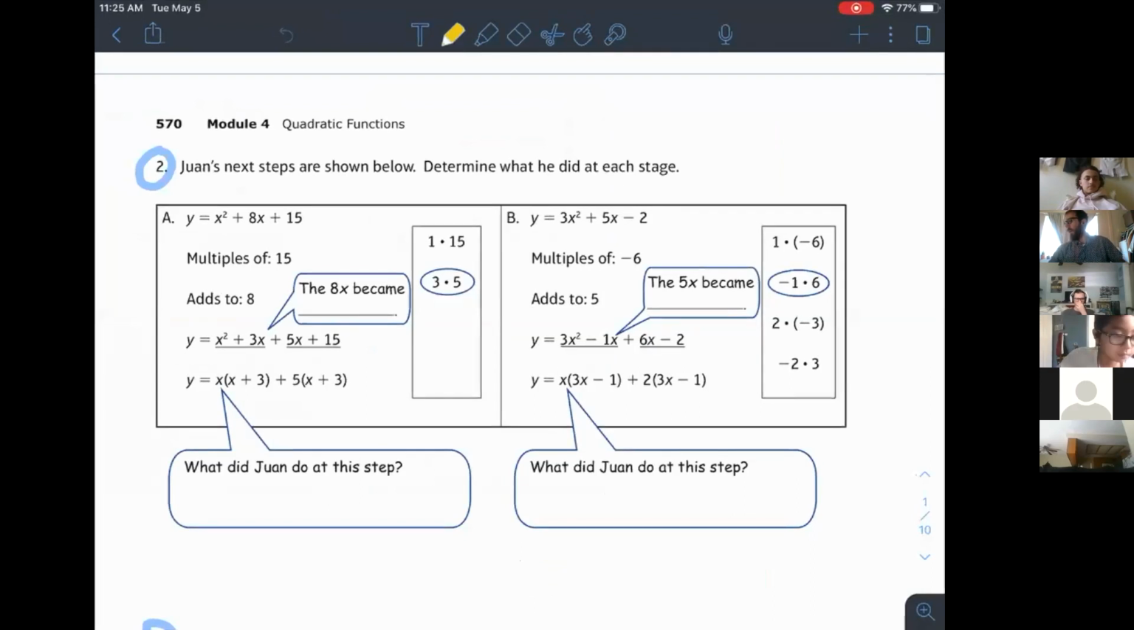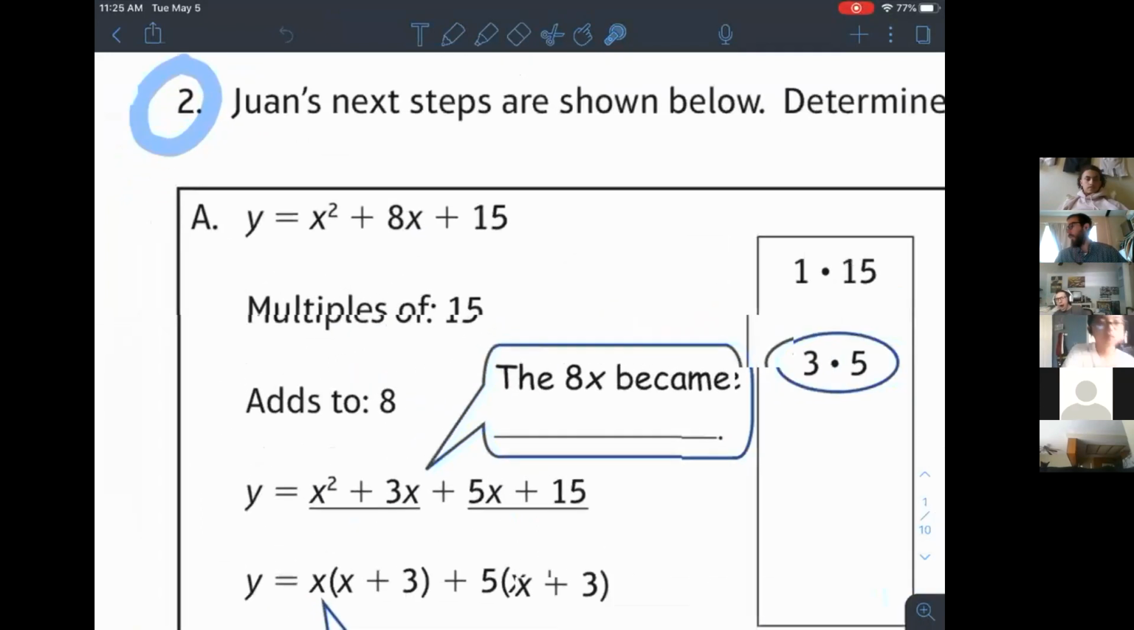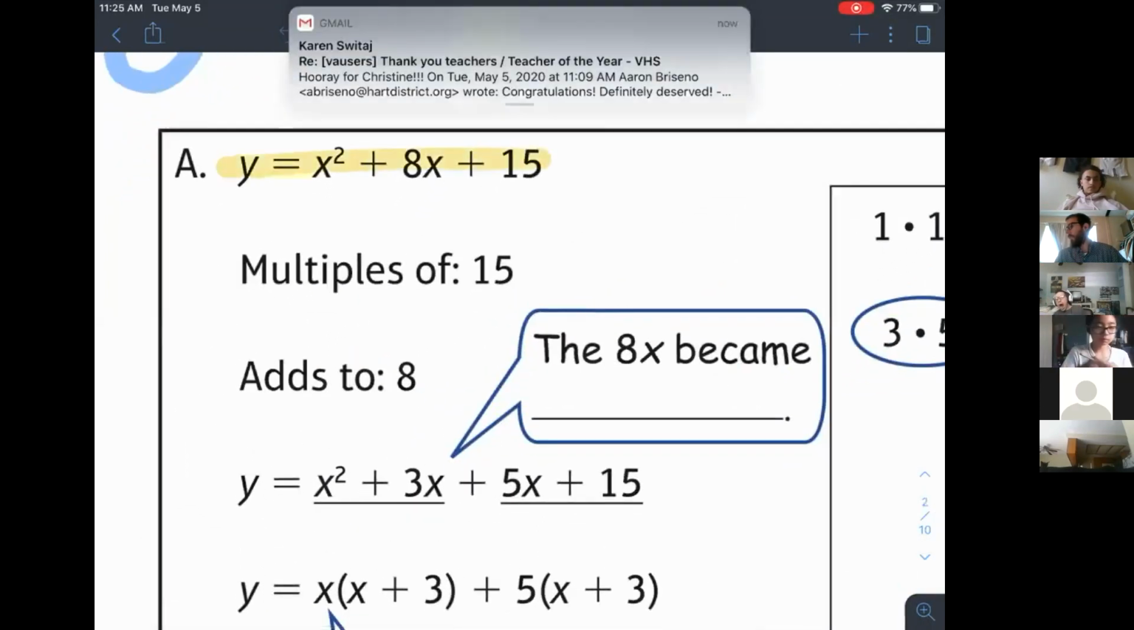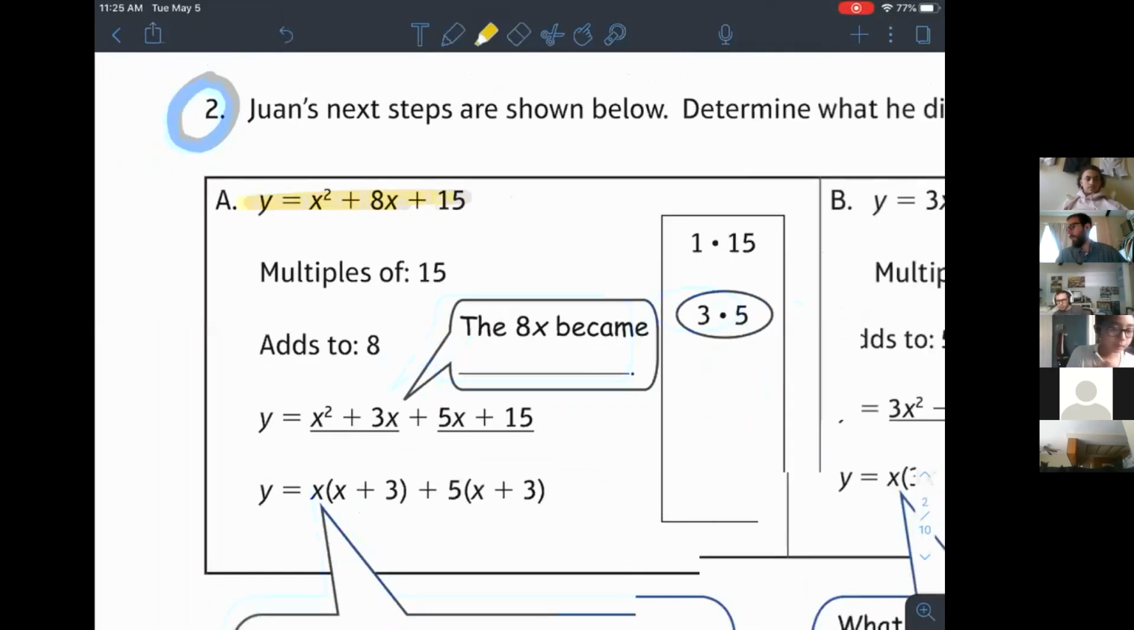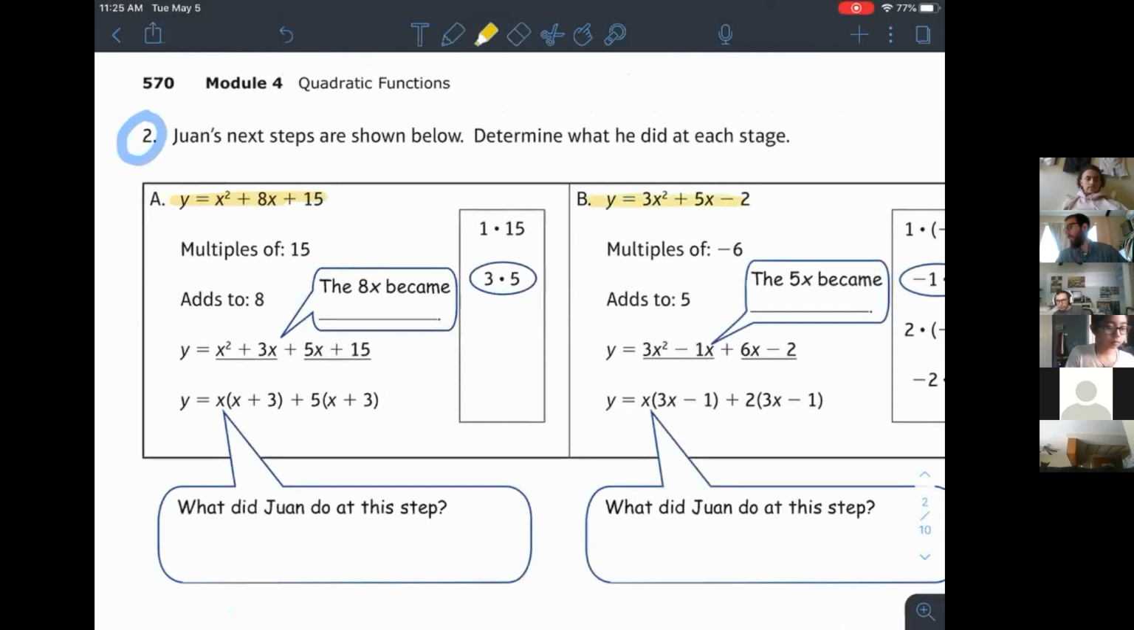So big thing here in lesson 15, again, it's a reiteration, which means a repetition of the concepts that we talked about in lesson 14. And we're going to start off here on page 570, number 2. And in this situation, Juan is doing some math. So Juan has been given a couple problems. Juan's first problem is y equals x squared plus 8x plus 15, and his second problem is y equals 3x squared plus 15x minus 2.